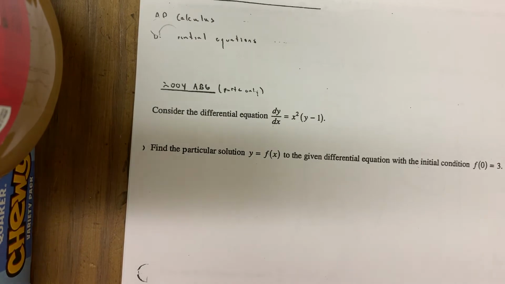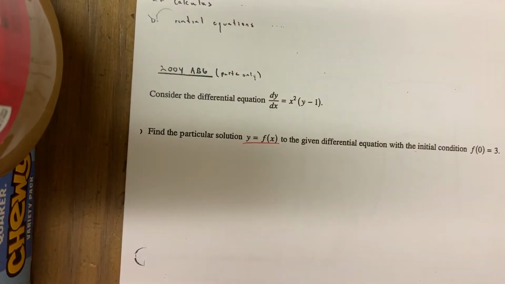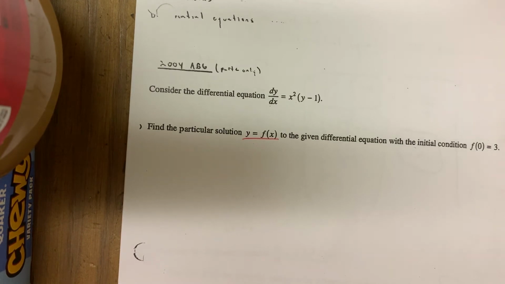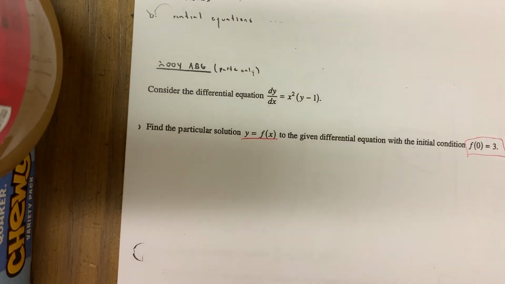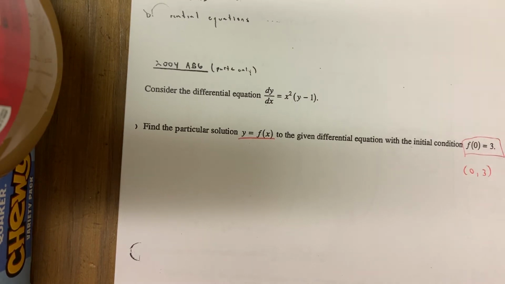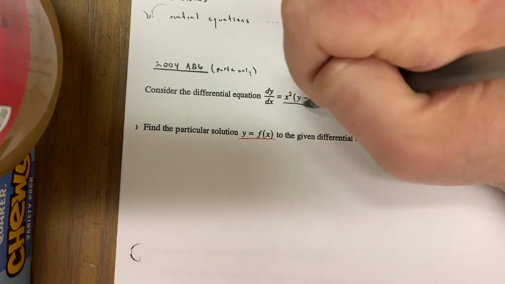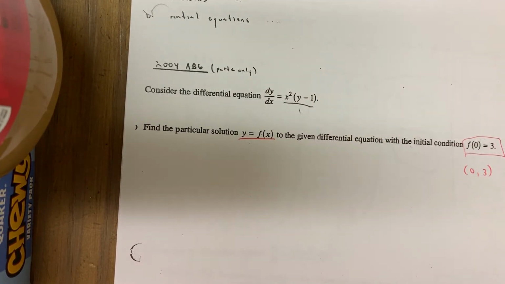We want to consider this differential equation. Find the particular solution y equals f of x to the given differential equation with the initial condition f of 0 equals 3, which means what? The point (0, 3) is going to be on the original function. And look, let's get into it. Let's separate and then integrate. Remember, cross multiply, Mr. Berto's tips and tricks, an online strategy for solving differential equations.